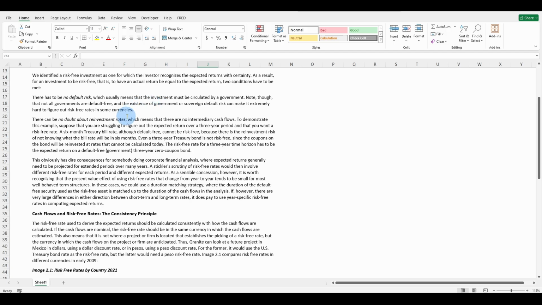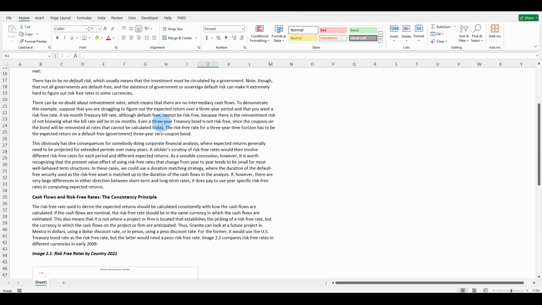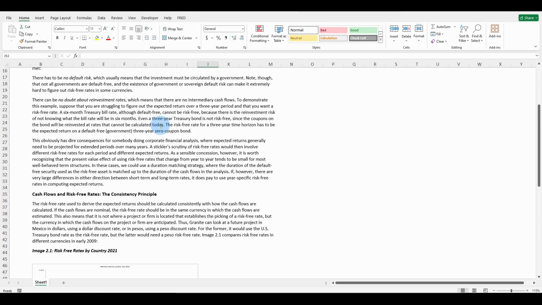Note, though, that not all governments are default free, and the existence of government or sovereign default risk can make it extremely hard to figure out risk-free rates in some currencies. There can also be no doubt about reinvestment rates, which means that there are no intermediate cash flows. To demonstrate this, suppose you're trying to figure out the expected return over a 3-year period, and you want a risk-free rate. A 6-month treasury bill rate, although default-free, cannot be risk-free because there is the reinvestment risk of not knowing what the bill rate will be in 6 months.